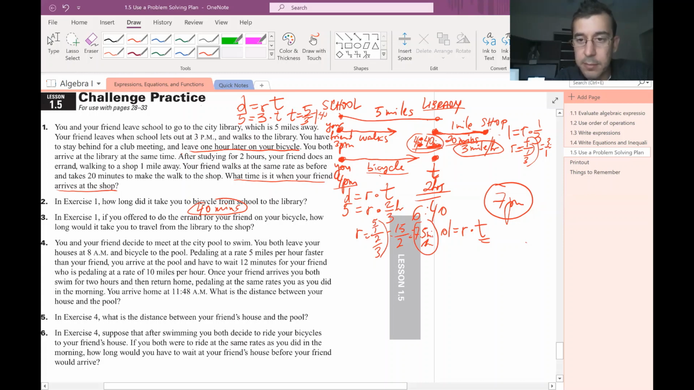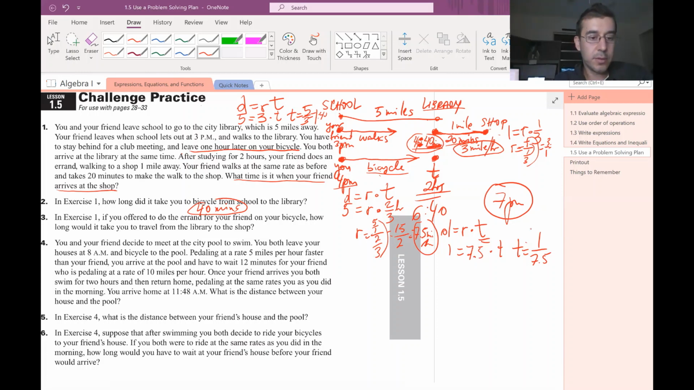We can get the time it takes from the library to the shop. We use the same formula again, d equals r times t. D is 1 mile, so 1 mile equals, now the rate we know, it's 7.5 miles per hour times t, and then t would be 1 over 7.5, and then let's see, 1 divided by 7.5 is 0.13 hours, or 8 minutes. So it is going to be 8 minutes. This is the answer for number 3.